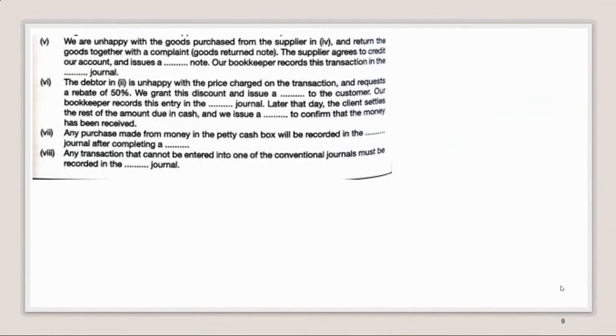So let's go through the next question. Okay, so we are unhappy with the goods purchased from the supplier in number 4 and return the goods together with a complaint, goods return note. The supplier agrees to credit our account and issue a what? Okay, so what happened? We bought the goods from our supplier. We said, we are not happy with the goods we received, and we actually sent it back. Now, what document does the supplier give us to show us that these goods have been returned?